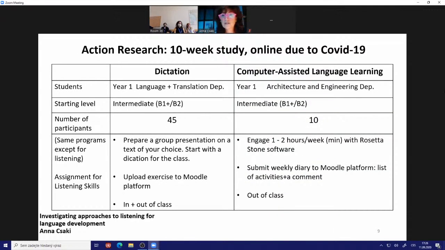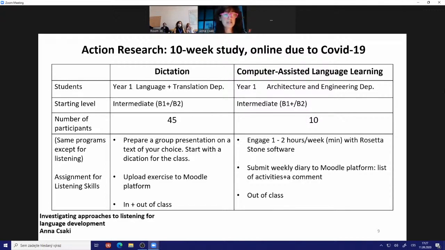So this is, sorry, let me see if I can move this out of your way. This is an overview of how my investigation was organized. I had two groups. They were both first-year students. One group was from the Language and Translation Department, and that was the group I did dictation with. The other group was from the Architecture and Engineering Department. They were both intermediate level.